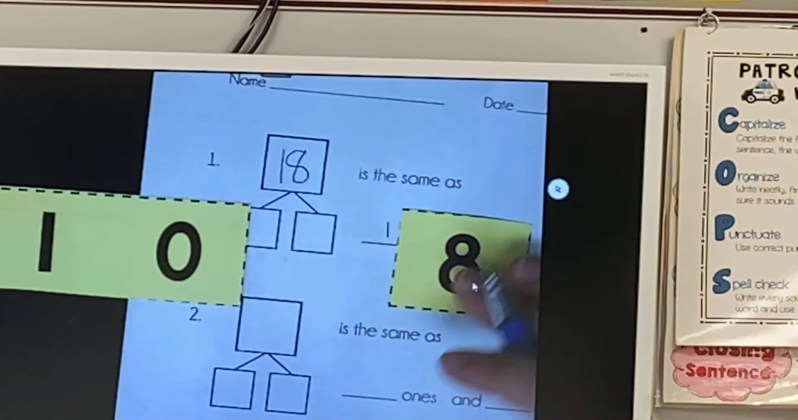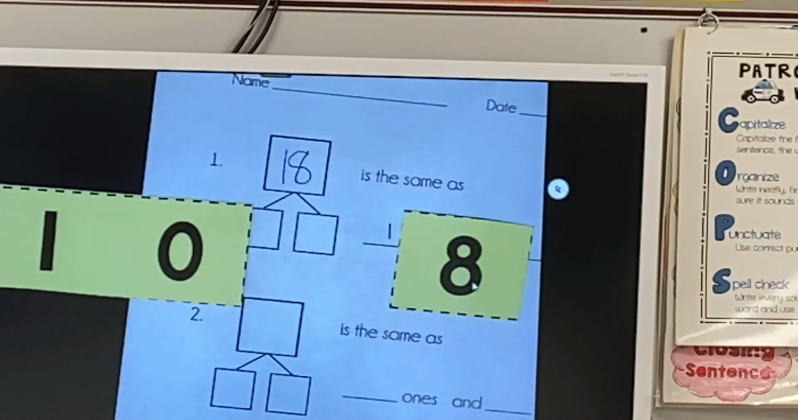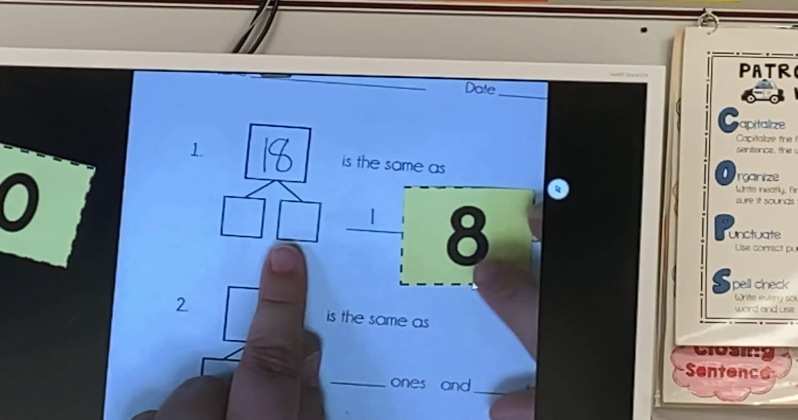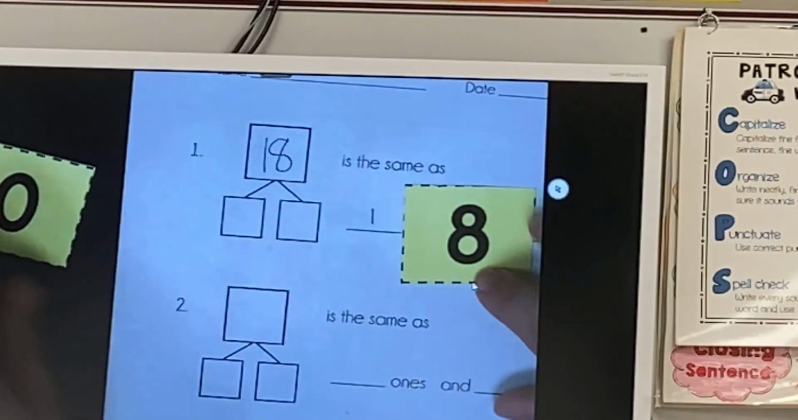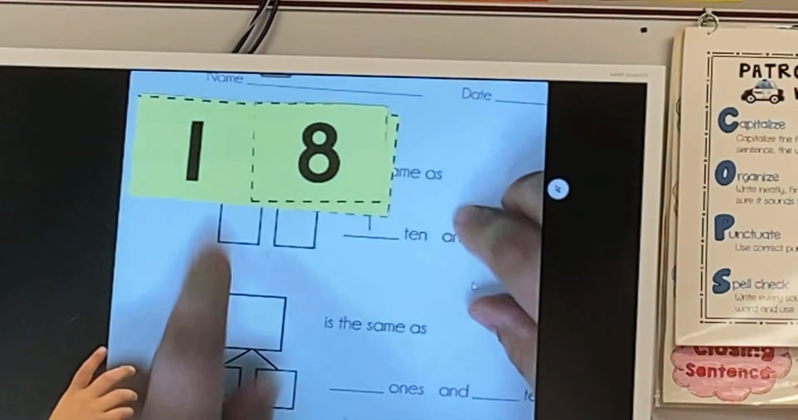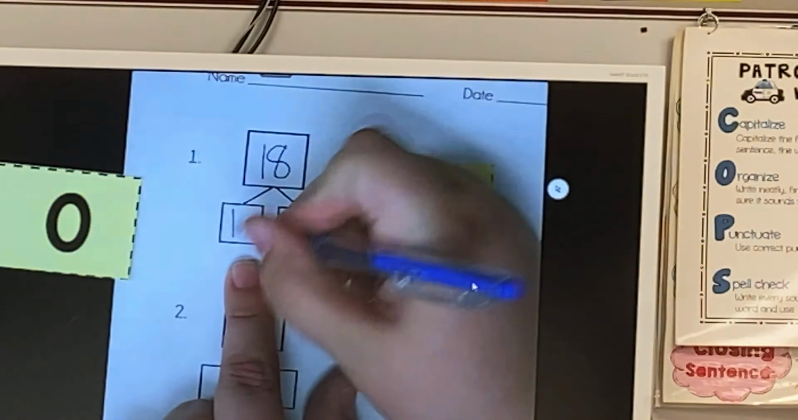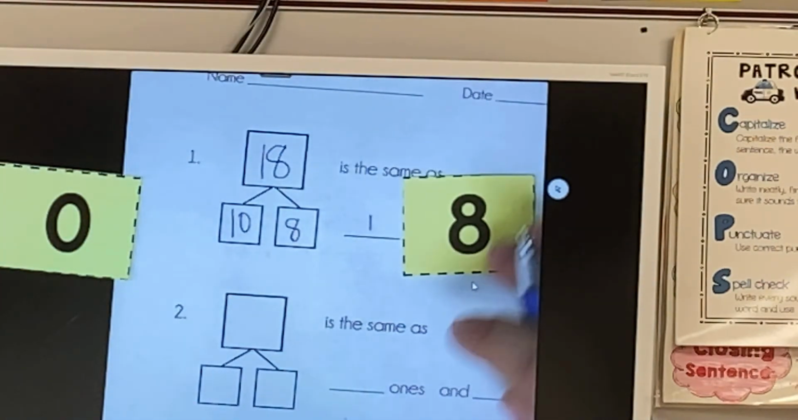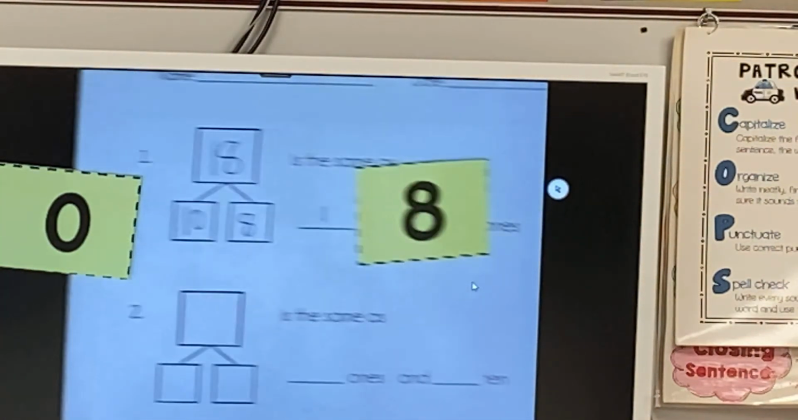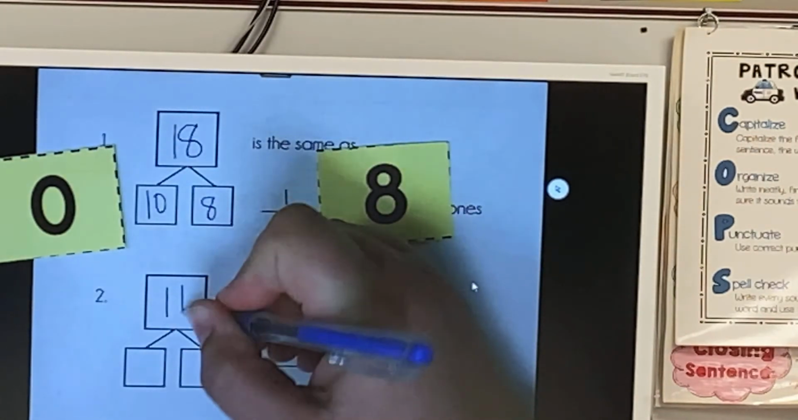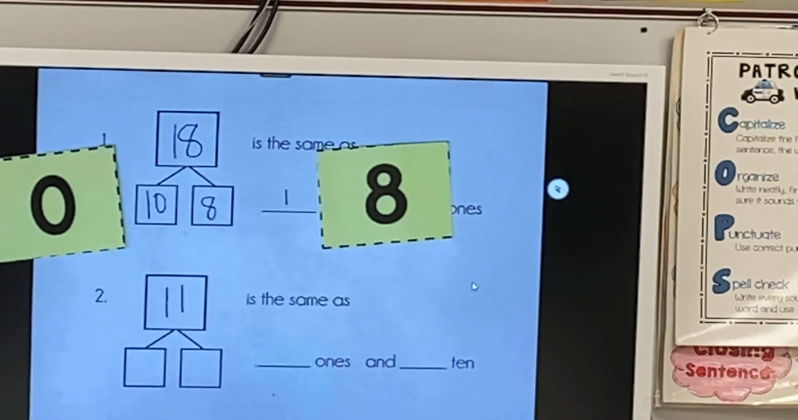Okay, so who knows the value of the 1 and the 8 in 18? Jordan, what two numbers will I put down here? Remember, this is like the top number, 18. 10 and what? 8. 10 and 8, perfect. Did you write that down? Okay, down here, let's do 11. Okay, now, Houston, will you sit on your bottom, please? You're going to have to read this with me, okay?